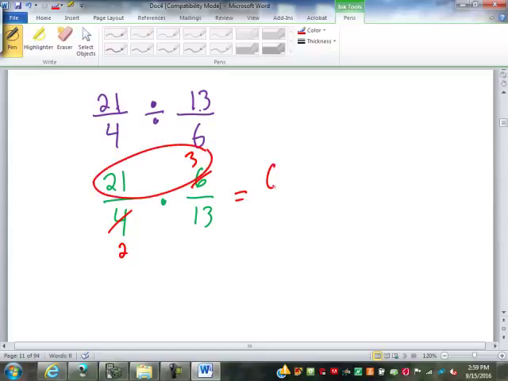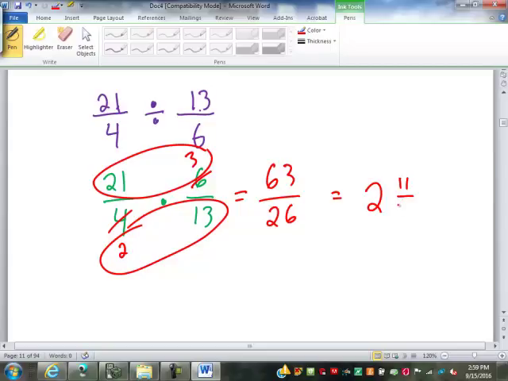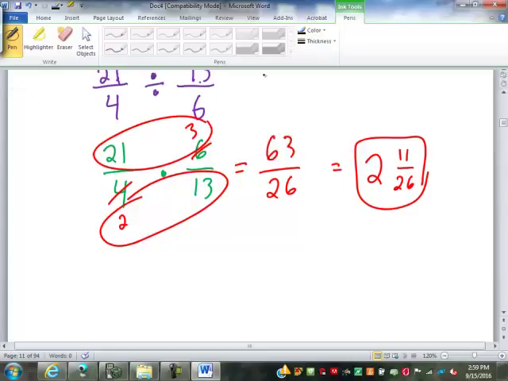21 times 3 is 63. 2 times 13 is 26. 26 goes into 63 twice, with 11 left over. What do you think? Good stuff? Let's do one more.